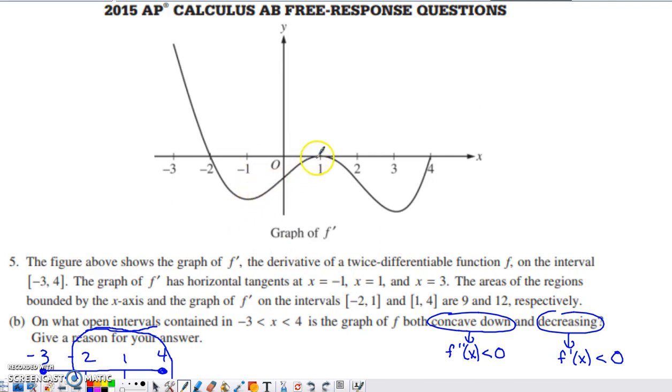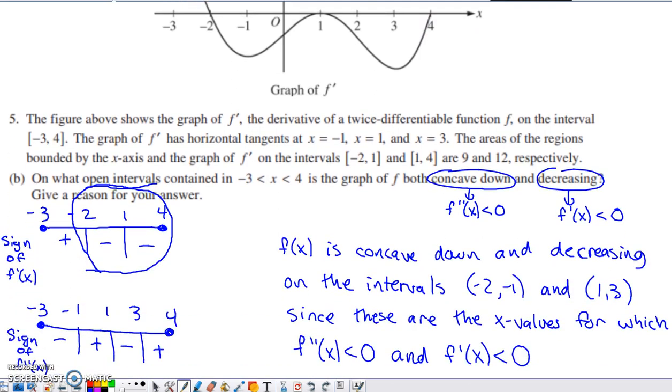Positive, positive, positive, positive, positive, till we get to 0 again at 1. And then negative, negative, negative, until we get to 0 again at 3. And then positive on the other side of 3, the rest of the way to 4. So if you look at what my sign chart for f double prime looks like, it basically goes through the same signs that we just talked through as we looked at the graph. We had negative slopes between negative 3 and negative 1, therefore a negative f double prime value. We had positive slopes between negative 1 and 1, so a positive f double prime value, and so on throughout the rest of the interval.